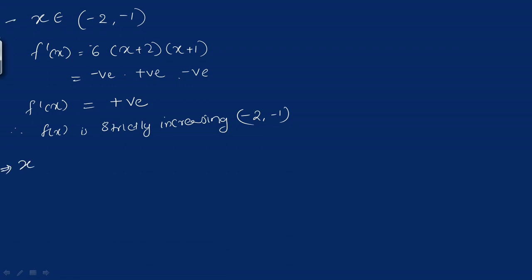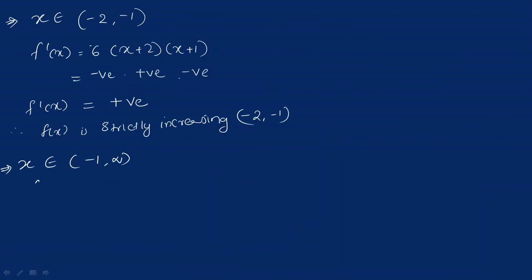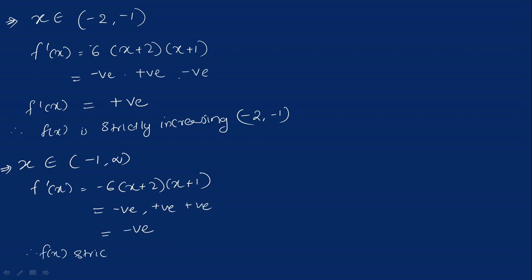In the third interval, that is when x belongs to the interval minus 1 to infinity, we have f dash of x, that is minus 6 into x plus 2 into x plus 1. Again, we are applying the value for x in between minus 1 to infinity. We have minus 6 as a negative quantity, x plus 2 becomes a positive quantity, x plus 1 becomes a positive quantity. So in total we have f dash of x as a negative quantity. So f of x is strictly decreasing in the interval minus 1 to infinity.